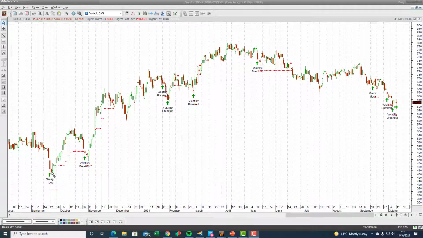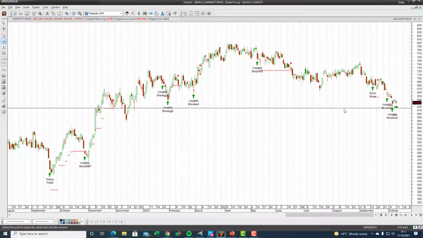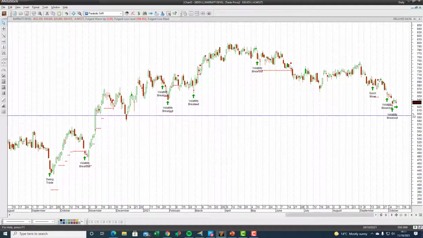You see over the time we've had a swing trade, volatility breakout there, volatility breakout there, volatility breakout there. The last one there, 2 got stopped here. That was a quick move, but that was profitable. And now we have a new volatility breakout. So we can see there between 6 and 590.